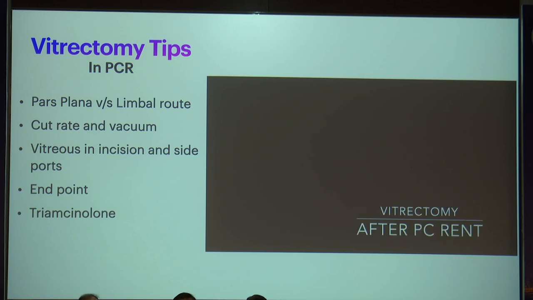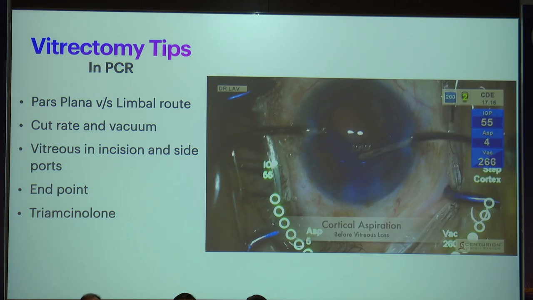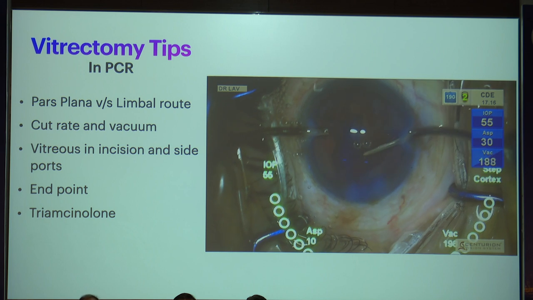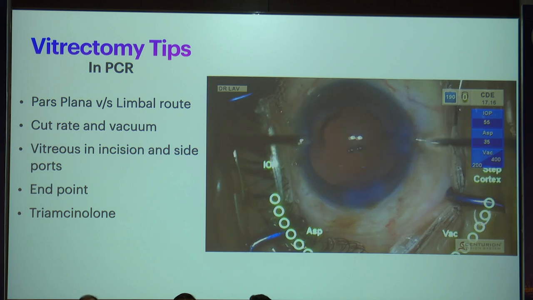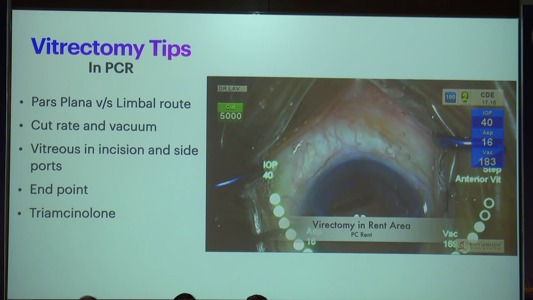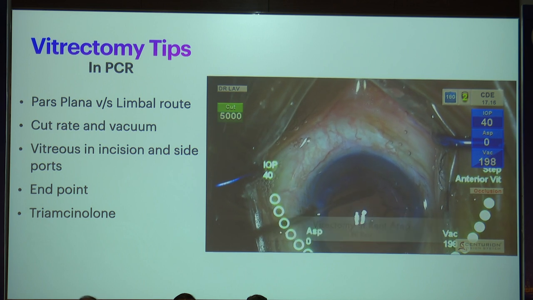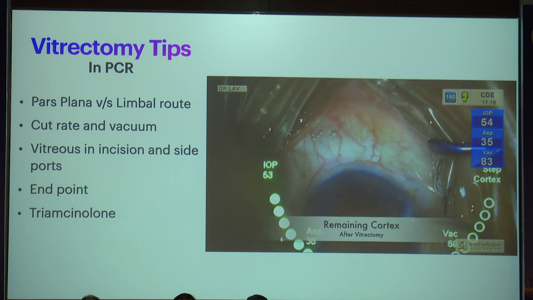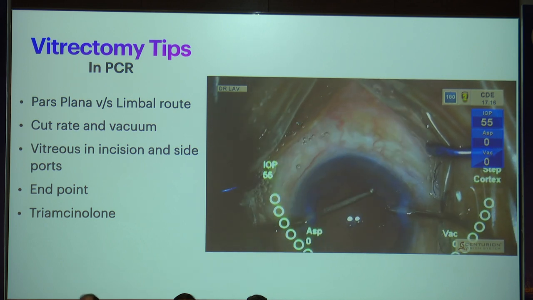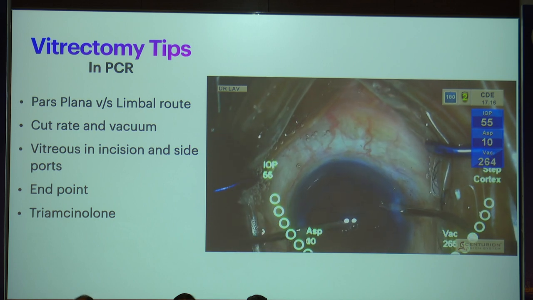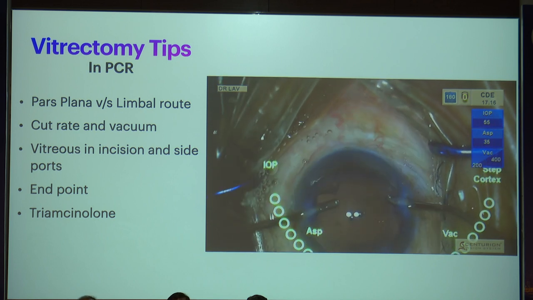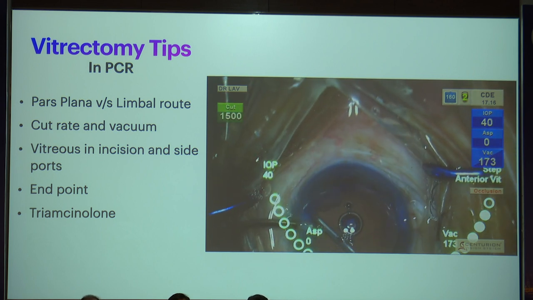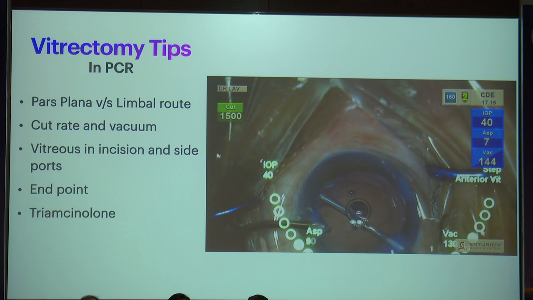Again, pars plana or limbal: honestly speaking, pars plana would be a better procedure if you have a PC rent, because when you are doing it posteriorly, you are pulling the vitreous inside and the chances of enlargement of the PC rent are minimal. But since most of us are not trained to do it and are not comfortable with that, we do the limbal route. And ideally, the cut rate should be high, with high vacuum, and go deep into the vitreous cavity so that further vitreous loss in the anterior chamber is avoided.